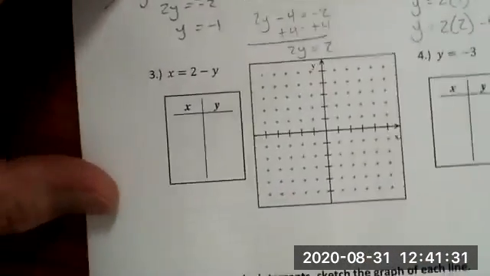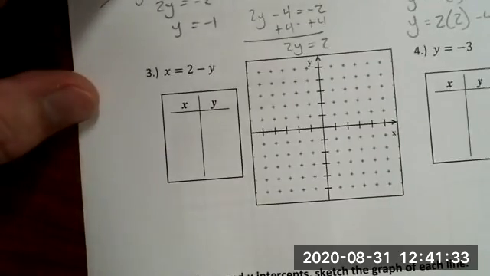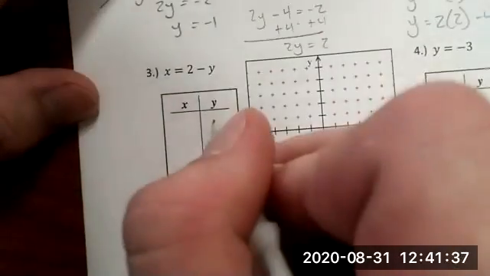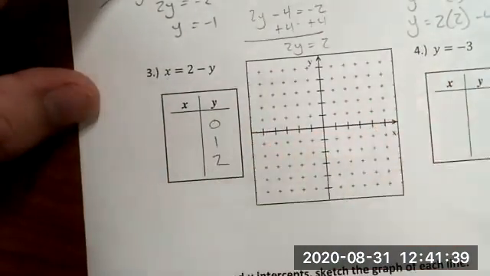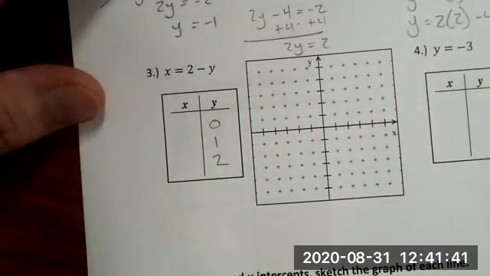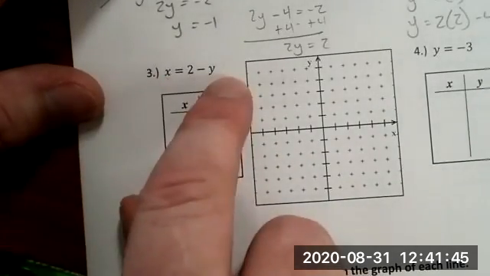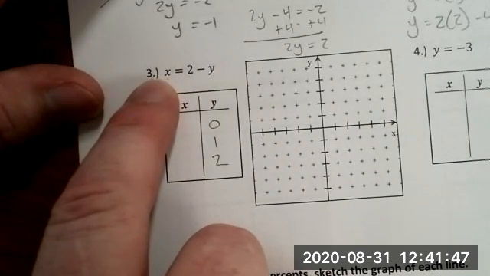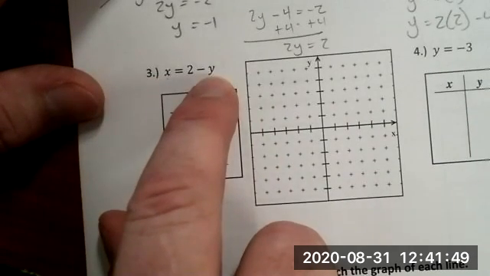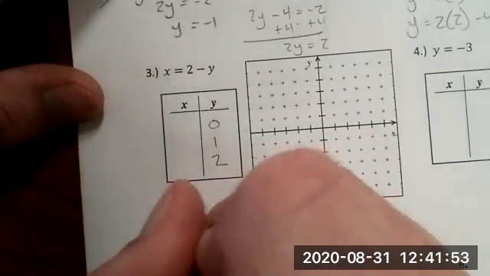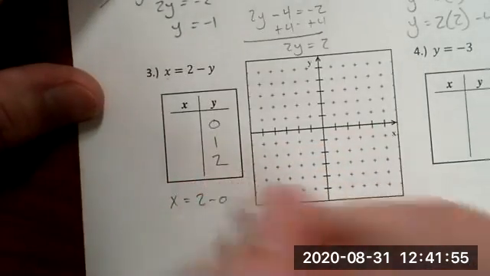Number 3 is actually very similar to number 2, but it's solved for x instead of y. And so, guys, let's pick 3 numbers for y and plug in. There's no rule that says in a linear relationship you have to plug in x. If it's solved for x, let's be smart and solve for y and plug in y to get our ordered pairs. So x equals 2 minus 0.